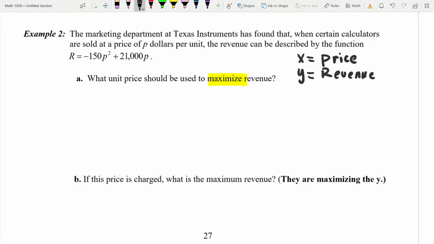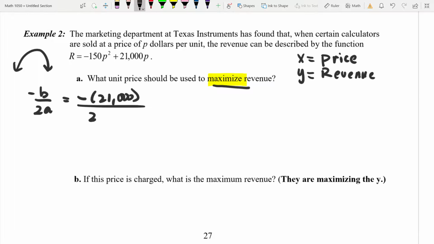What unit price should be used to maximize the revenue? It doesn't matter if they say maximize or minimize. The reason this one says maximize is because this is a parabola that opens down, and a parabola that opens down is going to have a maximum, right? So you just do the same thing. You just do negative b over 2a. So that's a negative 21,000 over 2 times negative 150. Grab your calculators, you guys. I'm going to show you something, okay?